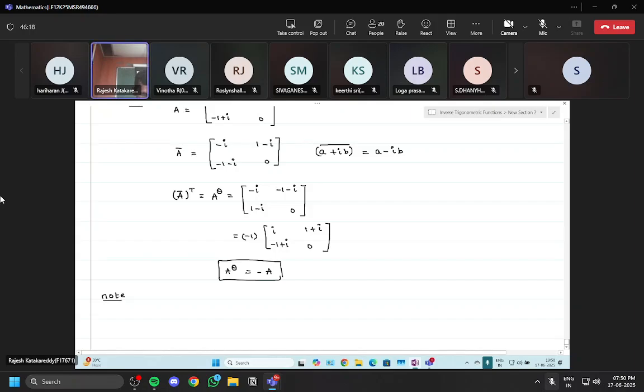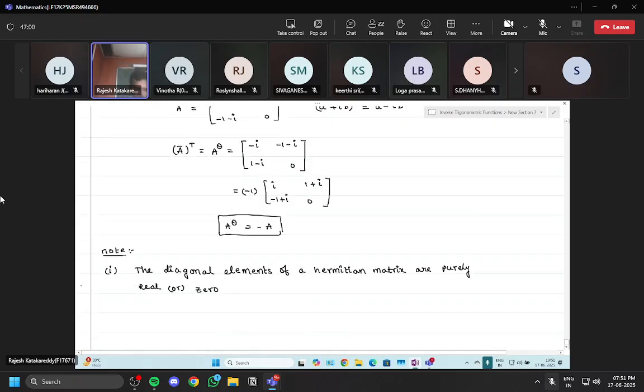Can I scroll up? So like the diagonal elements of a Hermitian matrix are purely real or zero. For skew Hermitian, it is purely imaginary or zero.